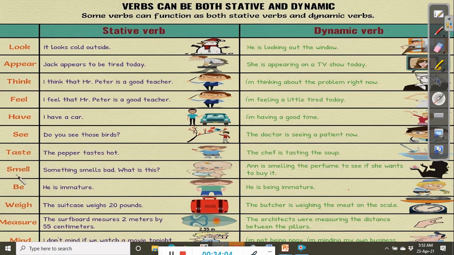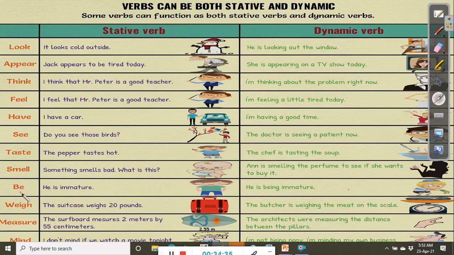The next is smell, to indicate the sense of smell. Something smells bad. Smell is used as a stative verb here. But when we say Anne is smelling the perfume to see if she wants to buy it, that is in terms of testing it out, so the meaning is now dynamic rather than stative.